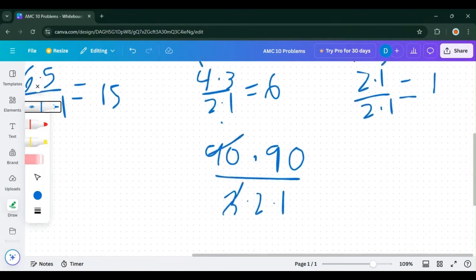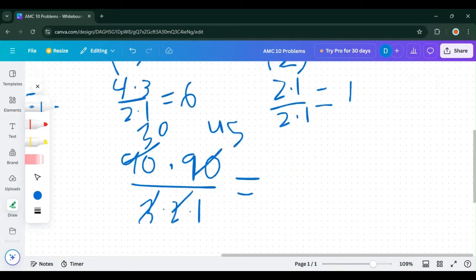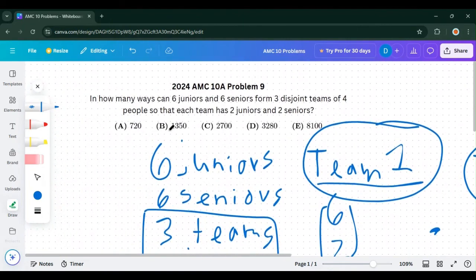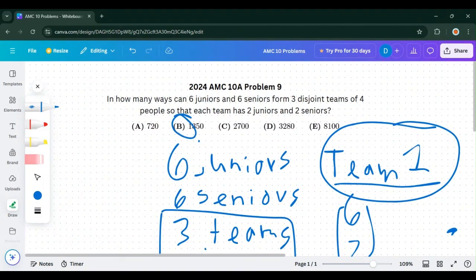So we have 30 times 45, and we get 1350 for a final answer. And let's see if there's an answer choice. There is answer choice B.